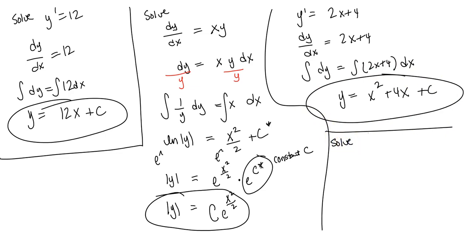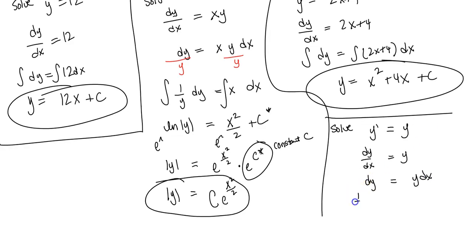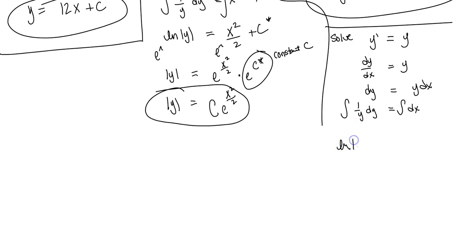You may actually have some like this where y prime is equal to y. So dy over dx equals y, so I would write that as dy equals y dx. And then just to make life a little bit easier, I'm going to divide by y, so I get 1 over y dy equals dx. And then I'll take the integral of both sides. So again, this is going to give me the natural log of the absolute value of y, just like this one over here. This is just going to give me x plus some c star.